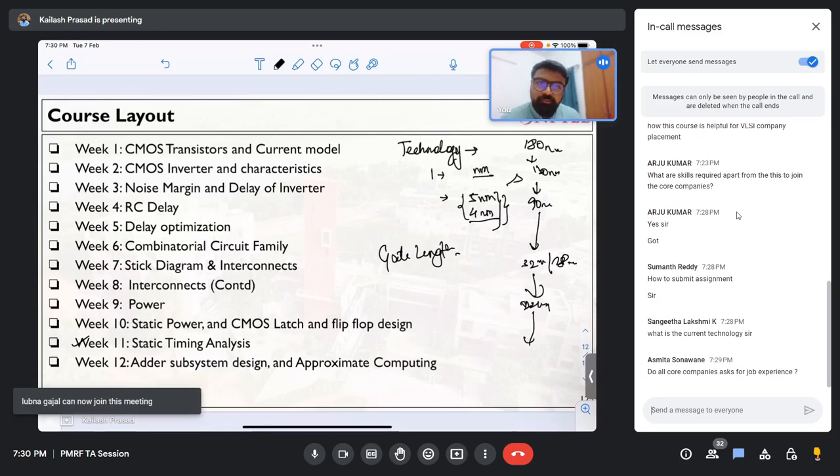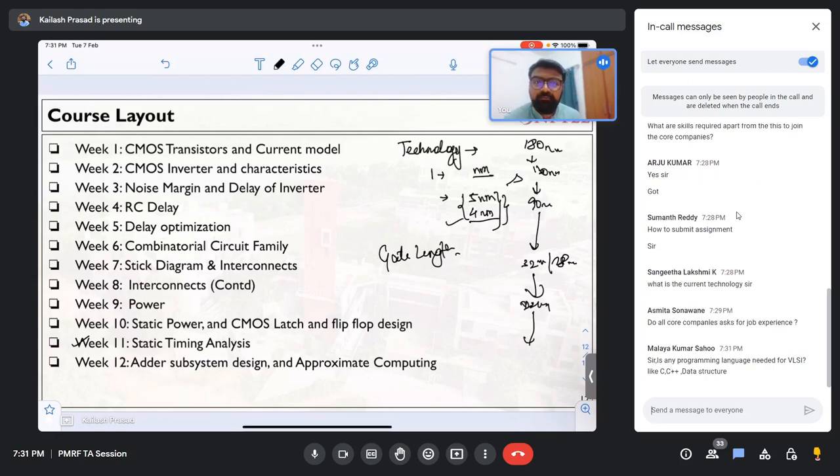But the thing is, as you move down the technology, the performance improves. So whatever chip you make in 28 nanometer, if you make the same chip in 7 nanometer, it will be faster, it will be more power efficient, and it will take less area. Okay, so that's what the technology means. If you talk about current technology, it is 5 nanometer and 4 nanometer.